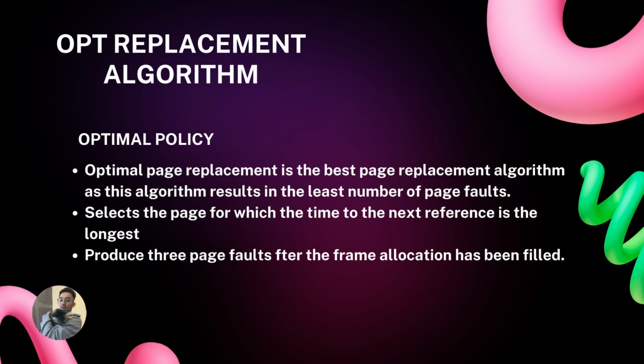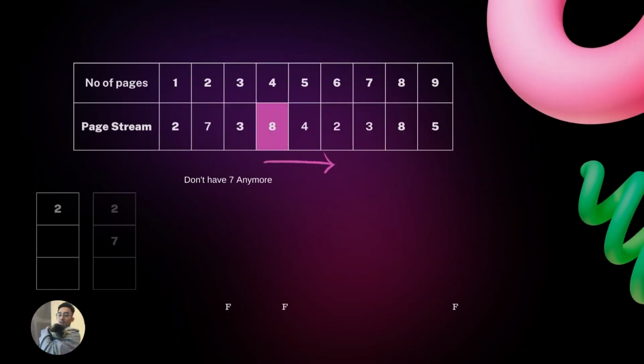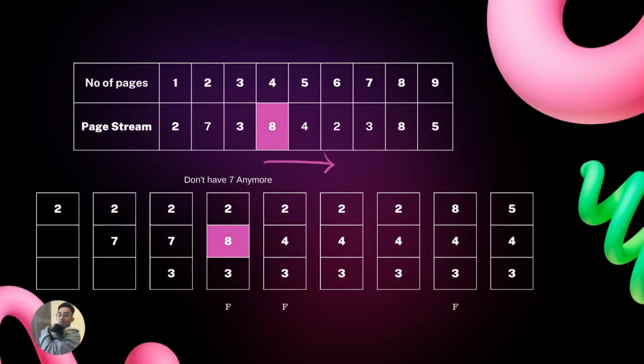Okay, now we go to the example. The page stream is 2, 7, 3, 8, 4, 2, 3, 8, 5. So we simply put the first 3 numbers in the frame, just like FIFO. And then, 2, 7, 3 has been filled. Now we look at number 8. So which number should we replace with 8?